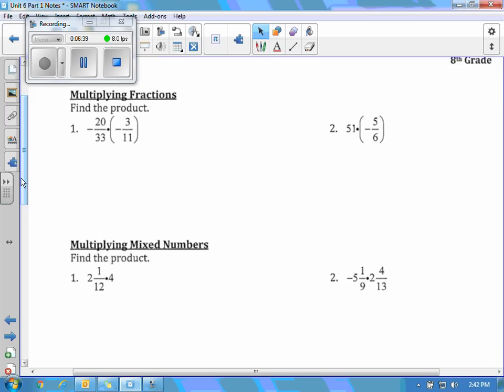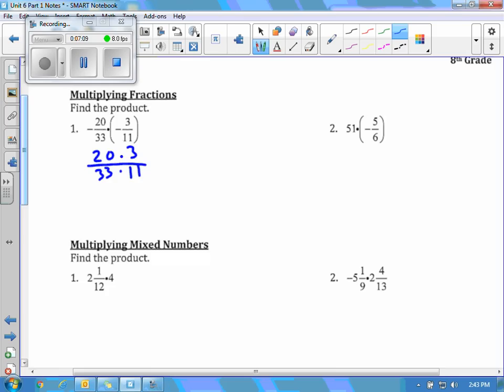Looking at the next page, we are multiplying fractions now. Remember, multiplying fractions is pretty straightforward, because all we're going to do is numerator times numerator, denominator times denominator. So if you look at number 1, I have a negative times a negative, so I know it's going to wind up positive. What I'm going to do here is write 20 times 3 on top, and then 33 times 11 on the bottom.